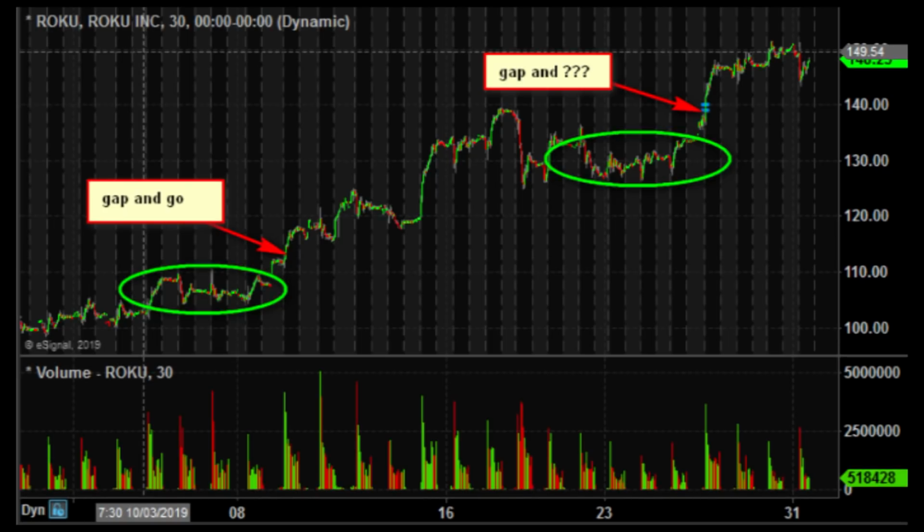The first one is Roku, R-O-K-U. This is a momentum stock. And what we're looking at here is the last few weeks of price action. A couple of points of interest. I'm trying to give you an idea of what I was thinking about before the market opened, and then we'll show you the drilled down chart.